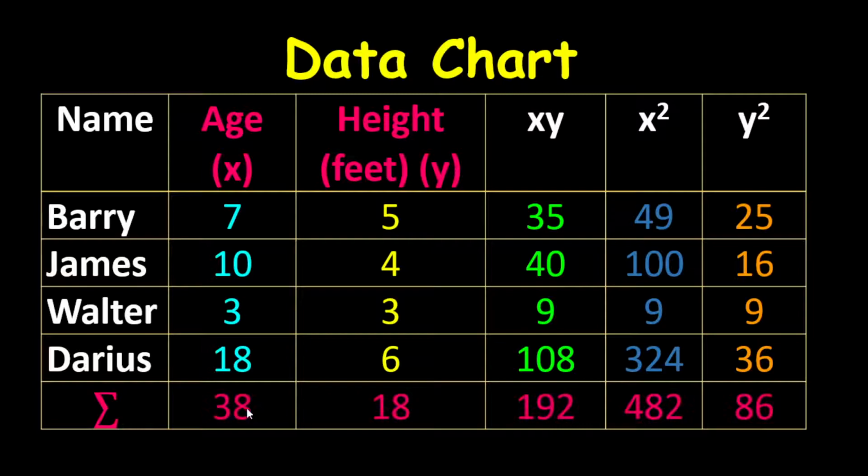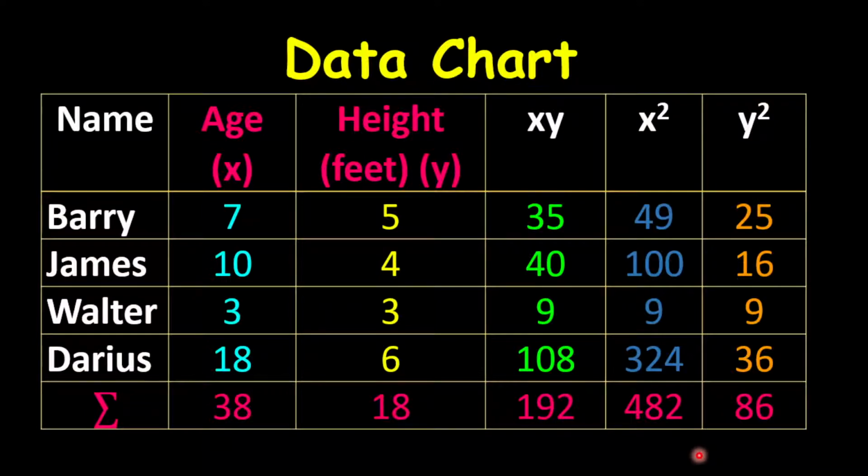And here you'll have 38 for the X column. For the Y column it is 18. For the XY column it is 192. For the X squared values, you get 482. And for the Y squared values, you get 86.